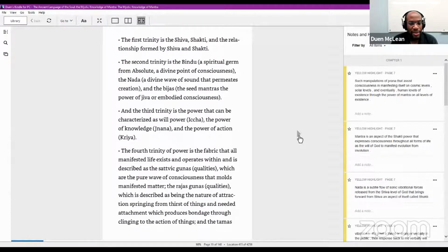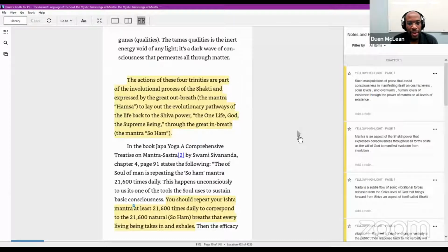And the tamas gunas, qualities. The tamas qualities is the inert energy void of any light. It is the dark wave of consciousness that permeates all throughout matter.